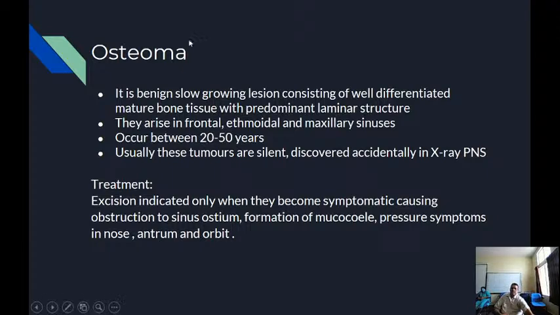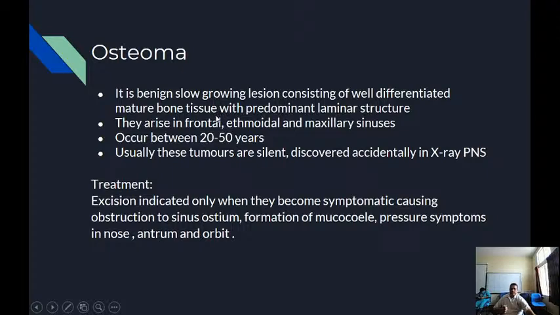Then the osteomas. These are the benign tumors of the bone. Usually they do not produce any symptoms, very rarely. These are usually identified when a routine X-ray is done for some headache, for the nose and paranasal sinuses. These are more common in the frontal sinus. They don't produce any symptoms until they block the sinus openings, that is the frontonasal duct.